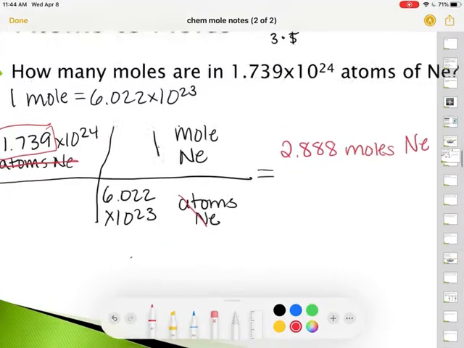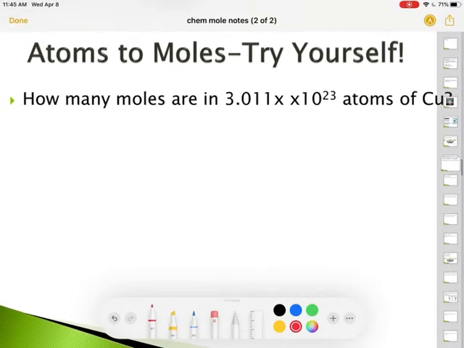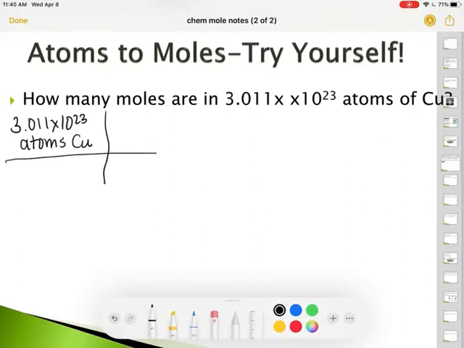Okay, next example. How many moles are in 3.011 times 10 to the 23 atoms of copper? Well, I'm going to start with what I'm given. 3.011 times 10 to the 23 atoms of copper. Okay, again, I want to get rid of atoms of copper and get moles of copper. So in 1 mole of copper, or 1 mole of anything, there are 6.022 times 10 to the 23 atoms of copper.